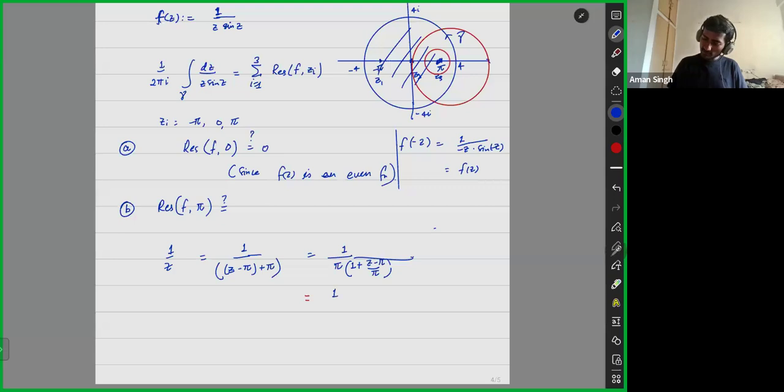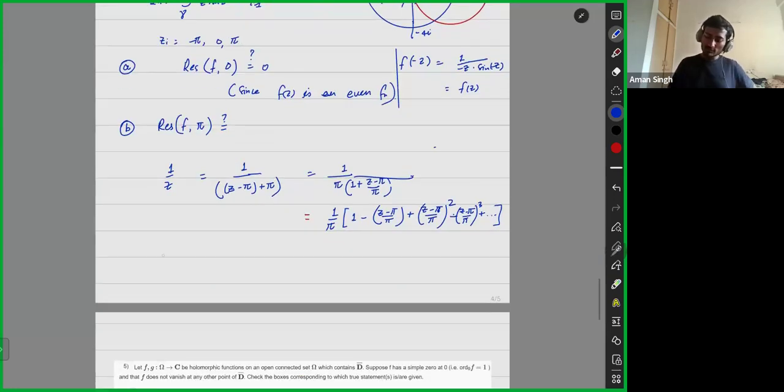So it is 1 by pi, multiplied by 1 minus (z minus pi) by pi, plus (z minus pi) by pi whole square, minus (z minus pi) by pi whole cube, plus, and so on, plus minus, it goes on in the same pattern. Now we'll write the expansion for 1 by sine z.